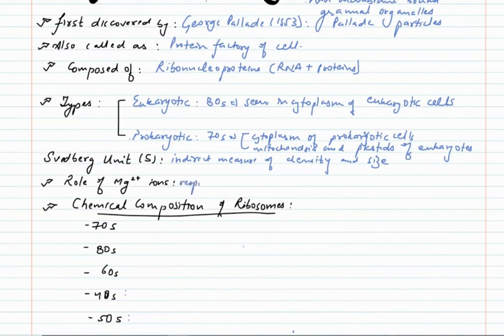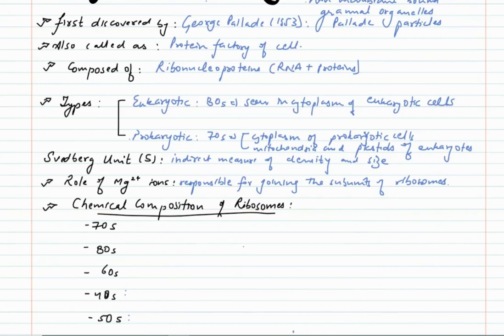Now what is the role of magnesium ions? Magnesium ions are responsible for joining the subunits of ribosomes. Ribosomes contain two subunits, one larger subunit and a smaller subunit. Magnesium ions are responsible for binding the ribosomal subunits.